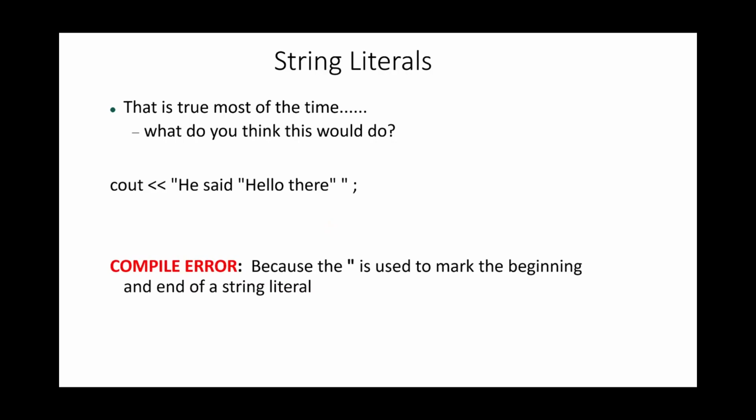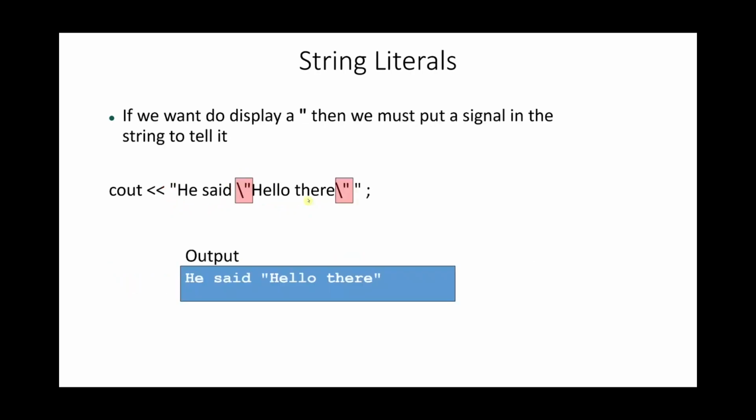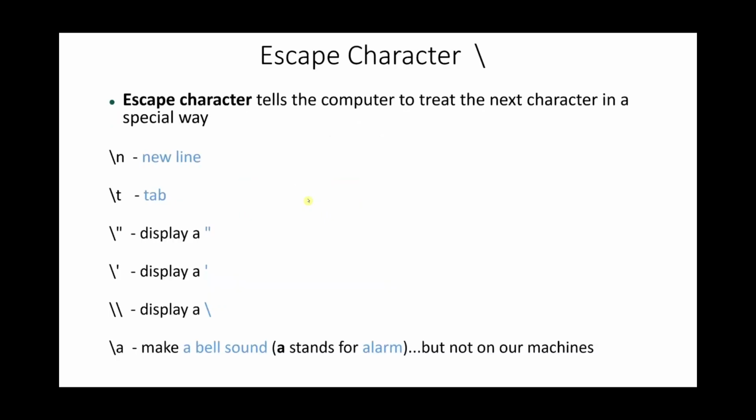So, that was a compilation error because the double quotation is used to mark the beginning and the end of the string literal. This is the beginning, and now this is considered the end of the string literal. And these are variables, but they are not recognized by the compiler. And here is the fix for showing the double quotations on the screen.